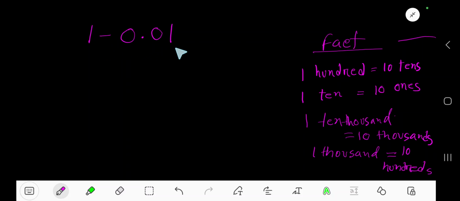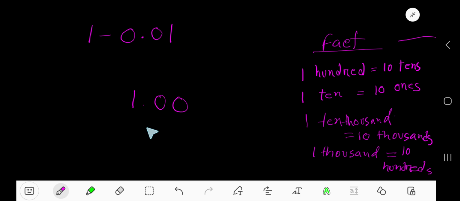1 minus 0.01. This is a decimal number, and this is a whole number. At first we will convert this whole number into a decimal number. Just take here a decimal and add any number of zeros according to need. So here this number has 2 digits after the decimal, so we have taken 2 zeros.